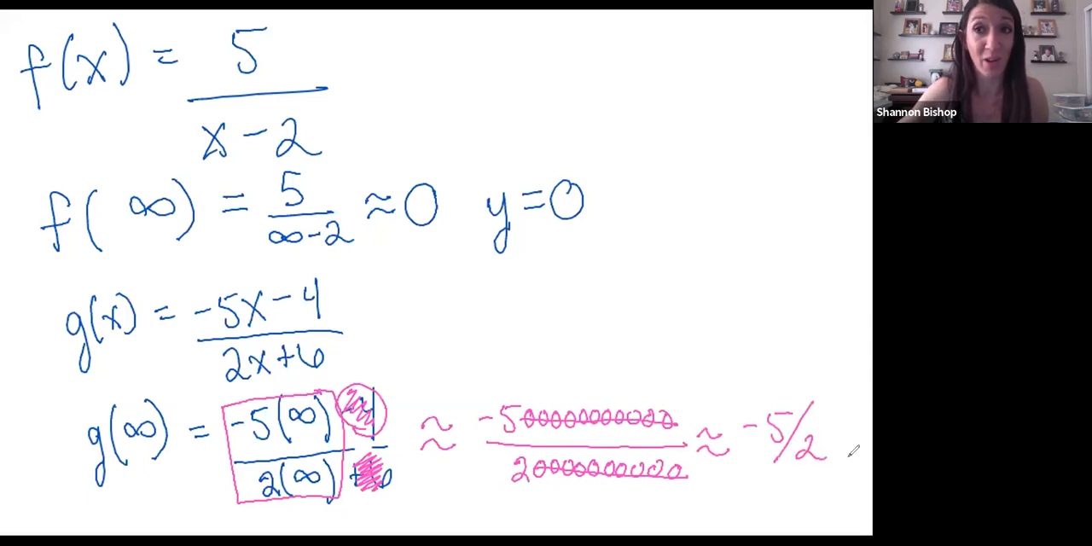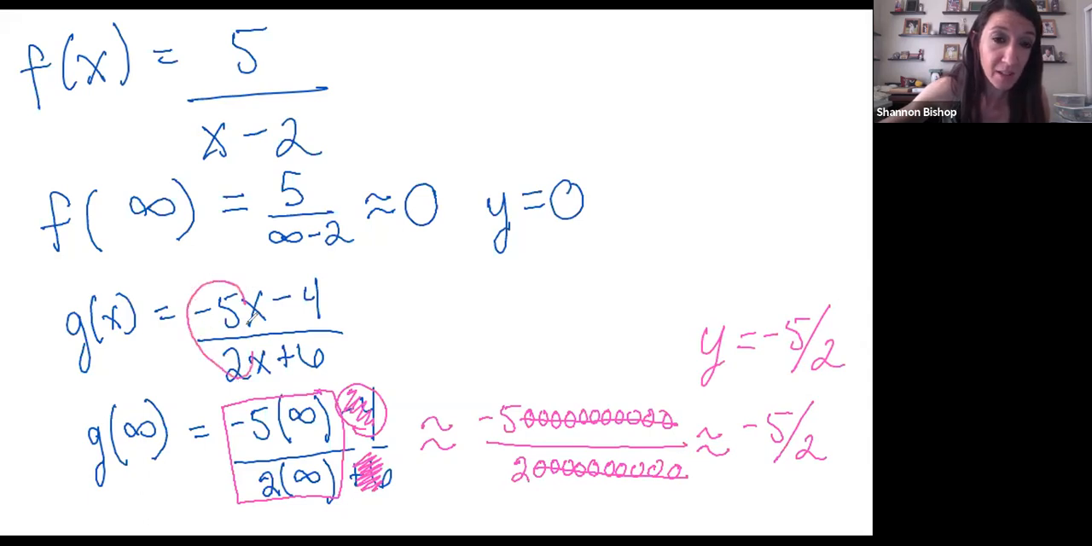Do you remember where the horizontal asymptote was on this one? It was at negative 2.5. Negative 5 divided by 2 is negative 2.5. The horizontal asymptote for this one is at negative 2.5, aka negative 5 halves. Check it out. It came from these coefficients. That's where the horizontal asymptote comes from. It comes from those coefficients.